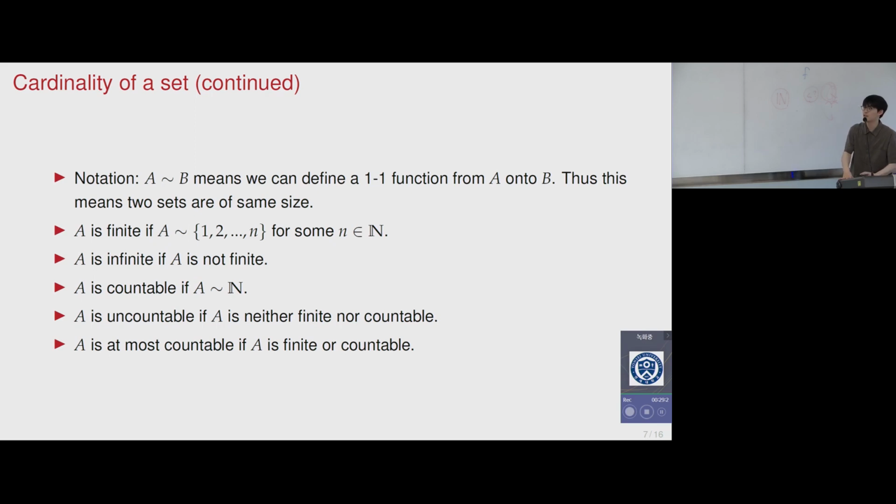Remember that when we say there's a one-to-one function from A onto B, that basically means the two sets have the same number of elements, right? Because like 1 to 3 and 1 to 3, you just map 1 to 1, 2 to 2, 3 to 3. That's a one-to-one function that is onto. So when you have a function between two sets that is one-to-one and onto, we say that the sets are of the same size. That's the definition.